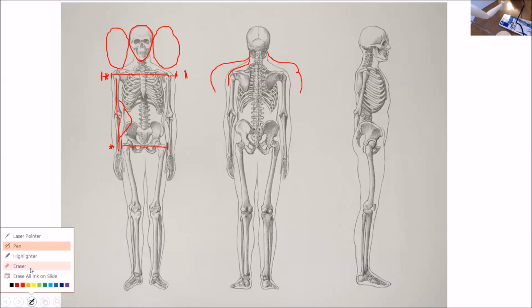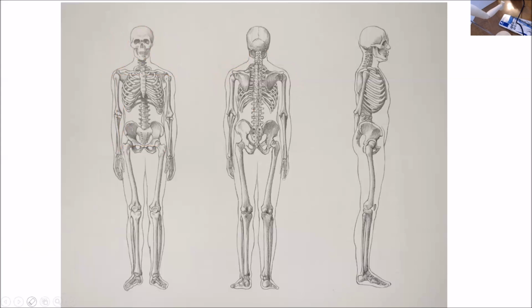Okay, so let me erase that. Okay, so we have 3 heads wide. Oh, I got it this time. Okay.